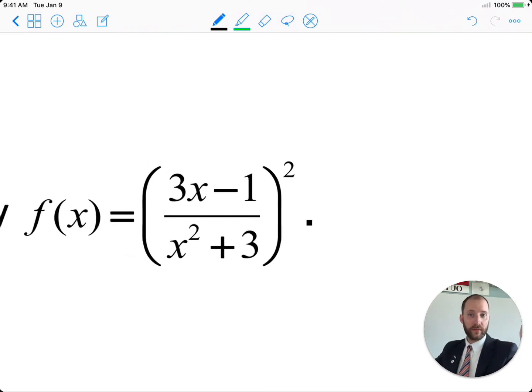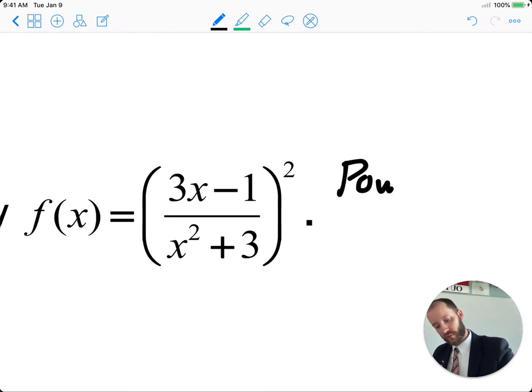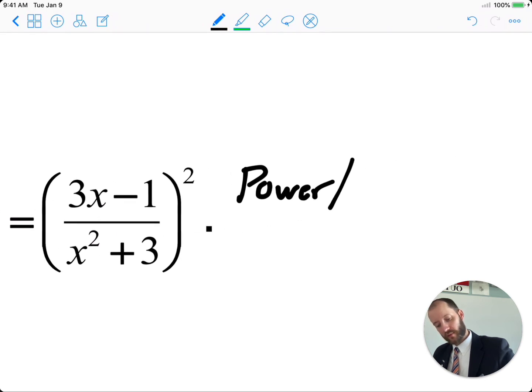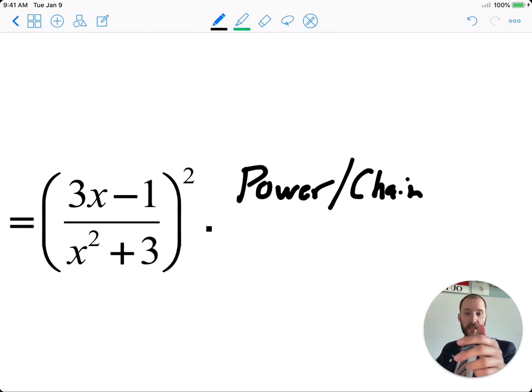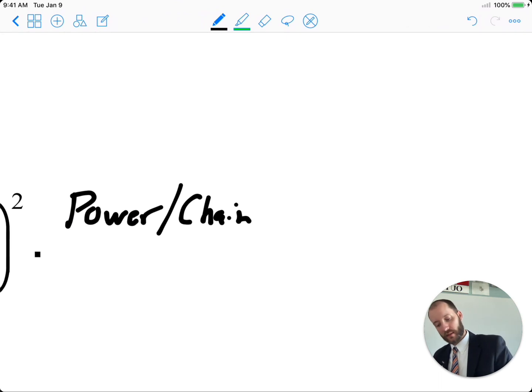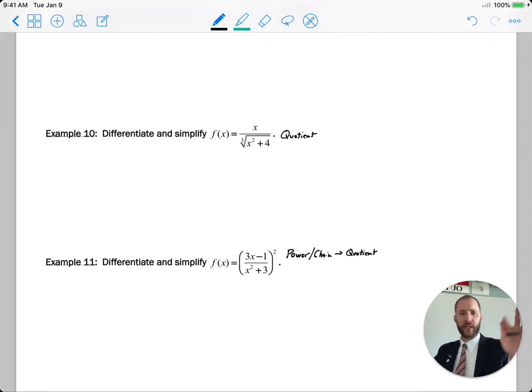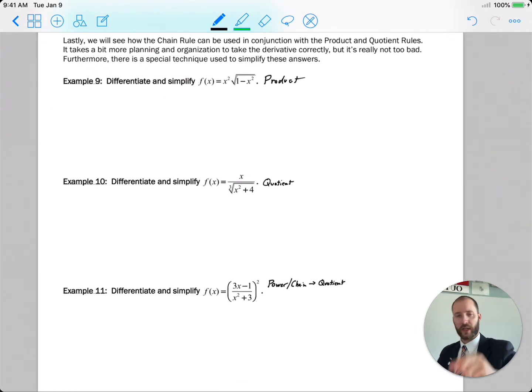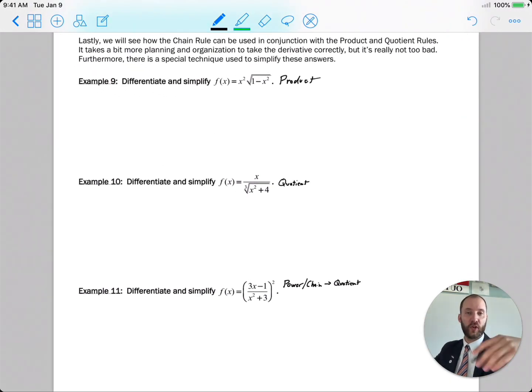Here overall, we have a power and the chain, and then to do the chain, the derivative of the inside, that's going to require quotient. I say complicated, because there's a lot going on. You got to kind of keep track of your work, stay organized. But all the individual pieces you can do. Just got to put them all together. Take a look at those and check my complete notes online.